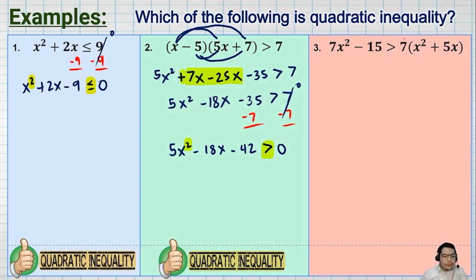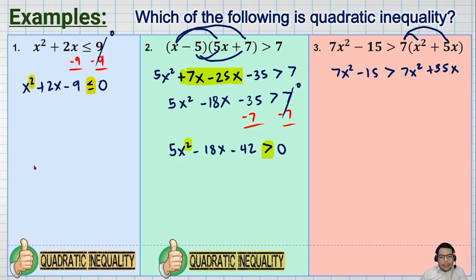plus 5x. So, 7 times x squared, we'll be having 7x squared. Then 7 times 5x, so we will be having plus 35x. From there, kokopy na lang natin yung iba. Copy natin tong 7x squared minus 15. Then let's copy the inequality greater than. After that, kailangan, di ba, maging 0 yung nasa right side ng inequality. Then we have to transfer it on the left side.